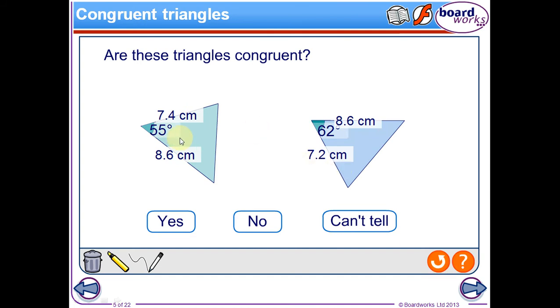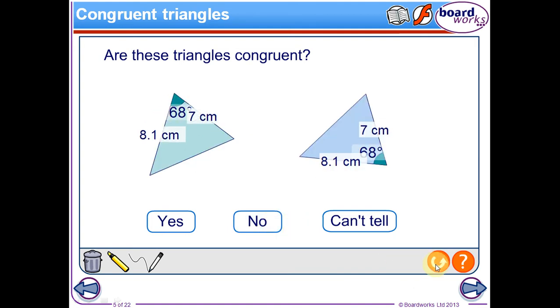Now this one you have the included angle. The only problem with this one is that the included angle here is not the same. This is 62 and 55, and I said earlier that the included angle should be 55. So this is no. You can say that it's actually no because this angle is not the same. Also this side is not equal to this, so it's no.